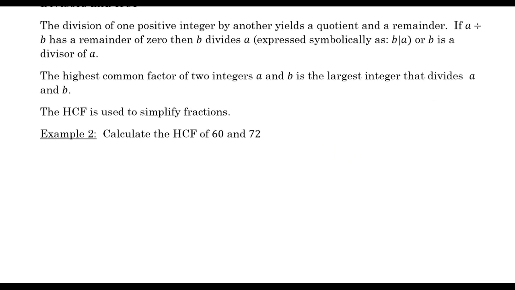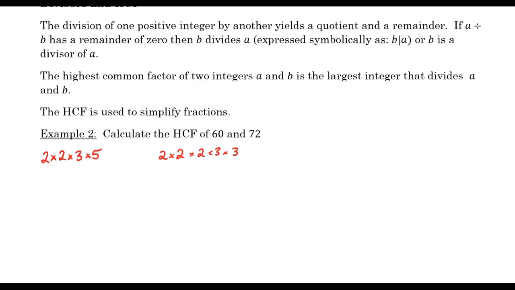So 60 and 72. If we write these out with their prime factorization, 60 is 2 by 2 by 3 by 5. So 2 by 2 is 4, 4 by 15, so 60. And 72 is 2 lots of 36, which is 2 lots of 18, which is 2 lots of 9, which is 3 lots of 3. So we've got those two numbers.